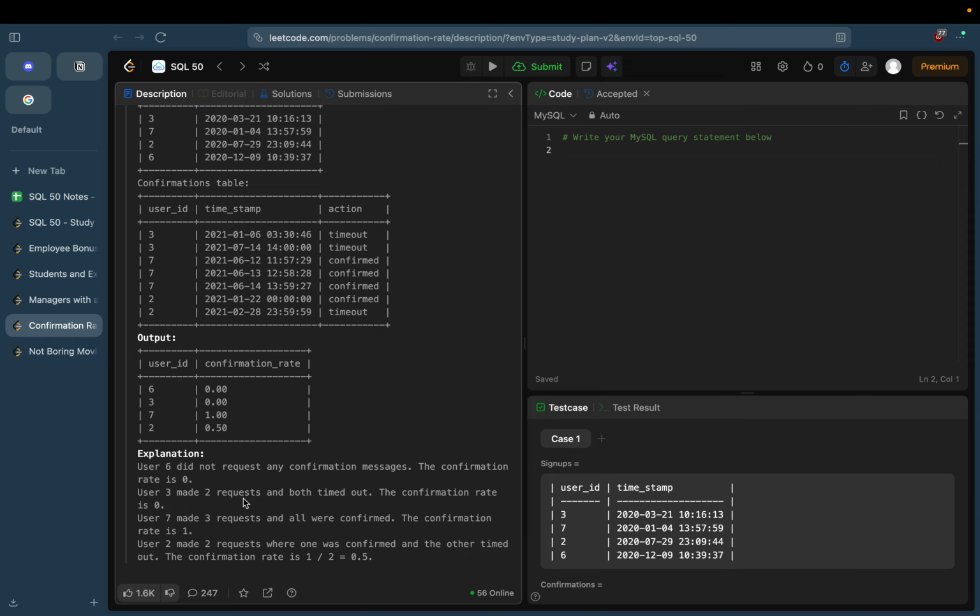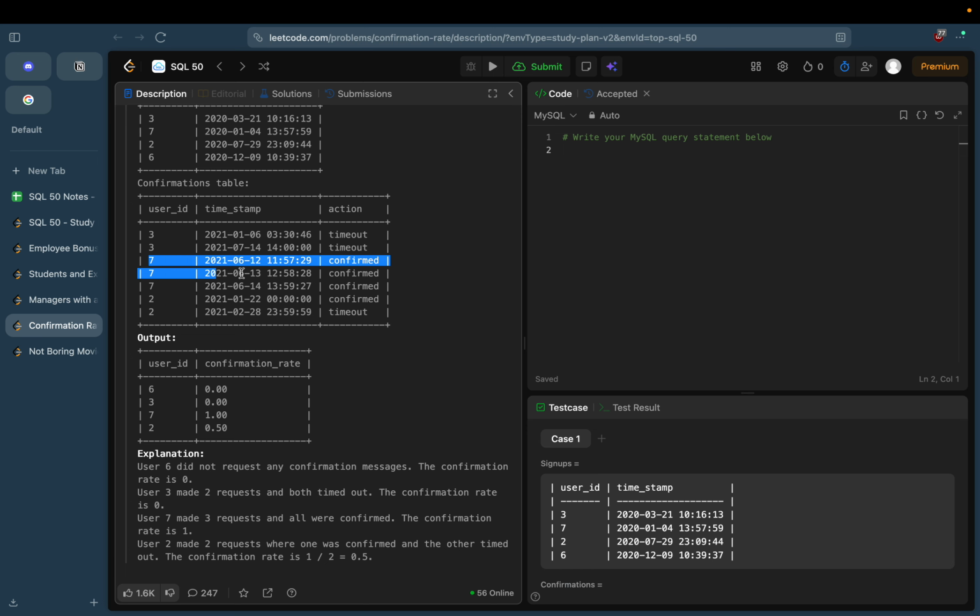User 3 made 2 requests, both timed out. Okay, user 3, we have these entries, both of them timed out, hence there are no confirmed actions, hence the confirmation rate is 0. 0 divided by 2 makes perfect sense. User 7 made 3 requests, all of them were confirmed, the confirmation rate is 1.